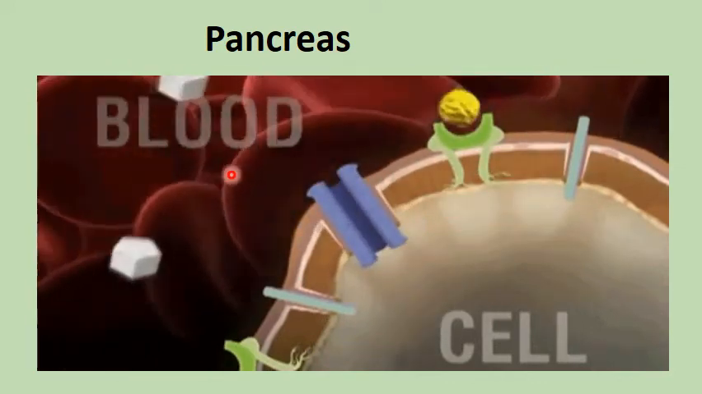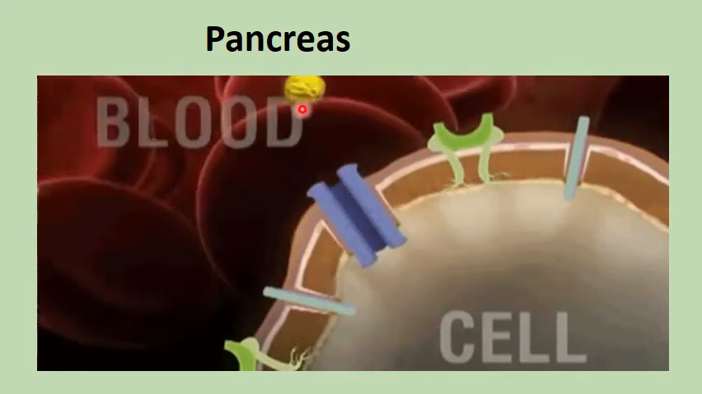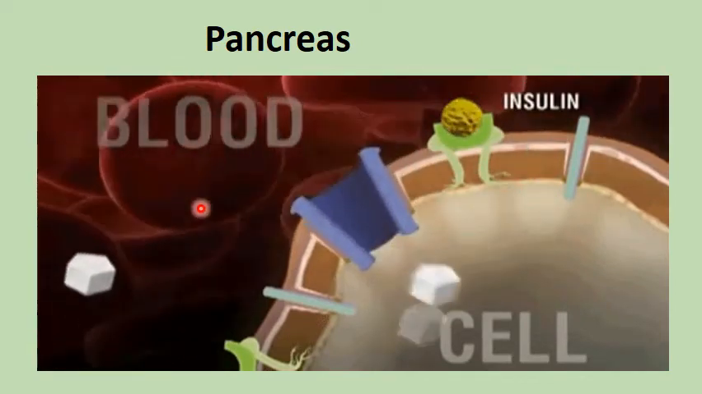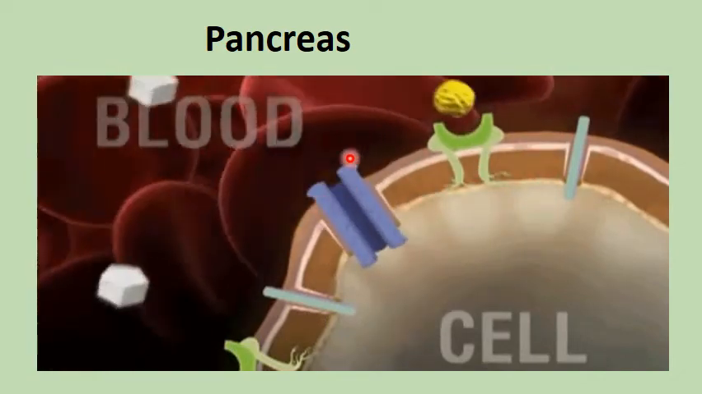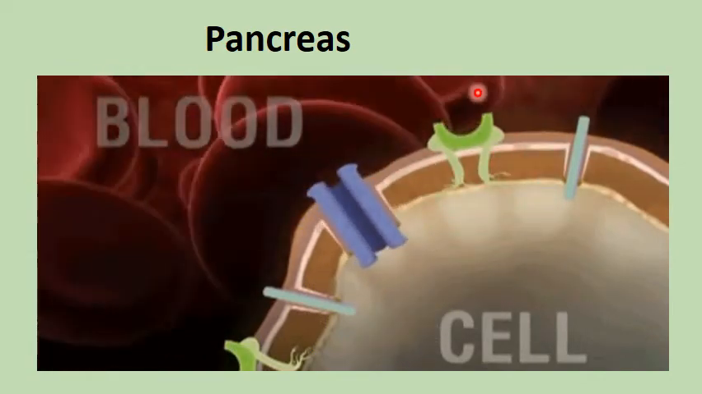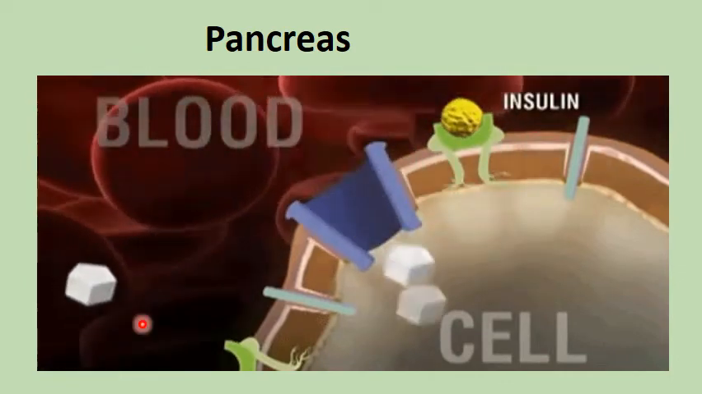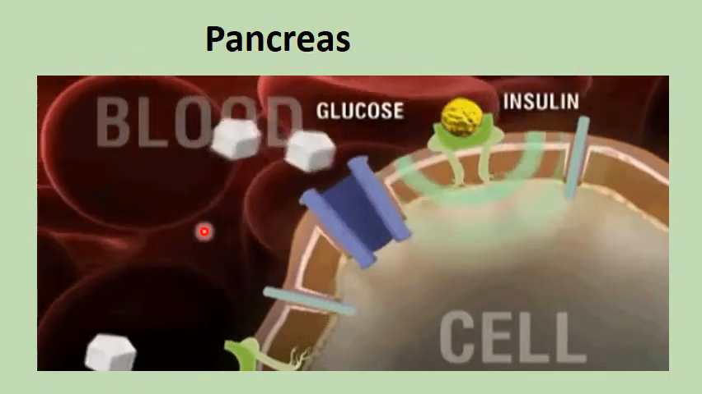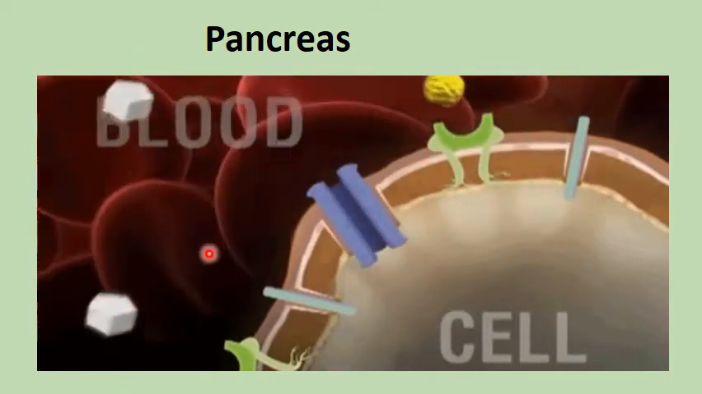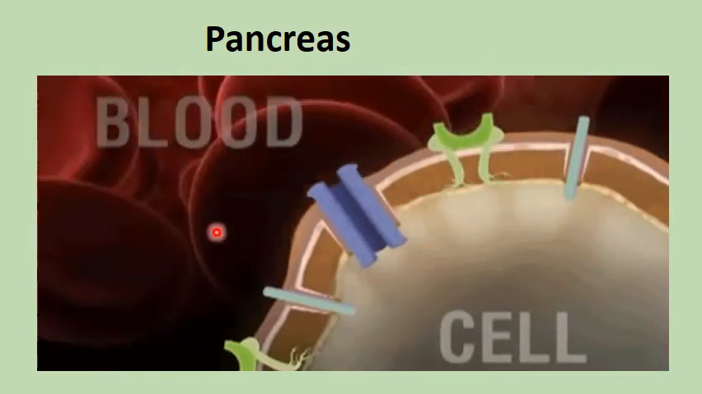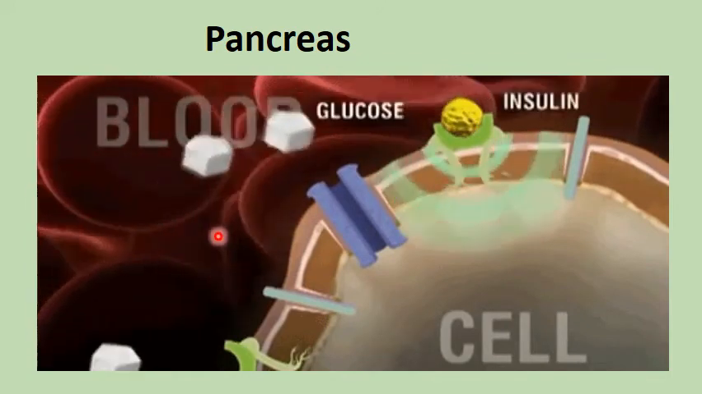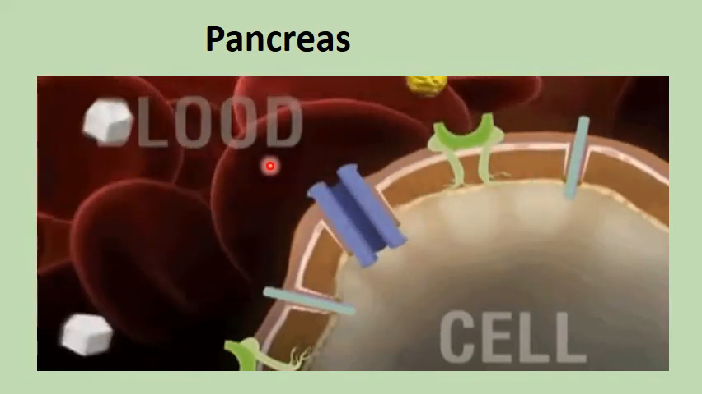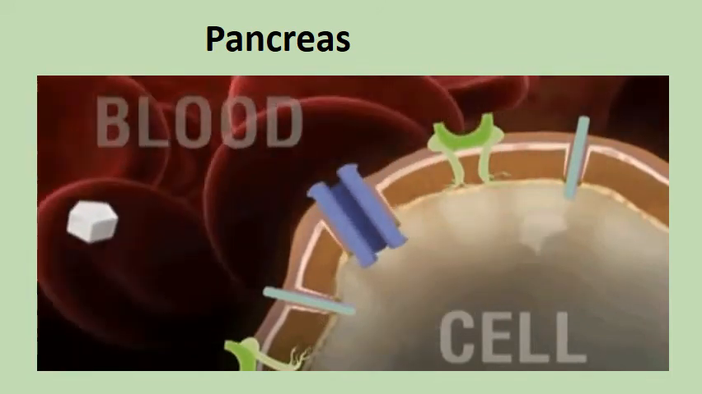We say bloodstream. So this is the bloodstream. The red circles, as you can see, are the bloodstream. If these doors don't open, if we don't have insulin for the doors to open, we'll have lots of sugar out in our bloodstream. This causes a disease. The disease is called diabetes.